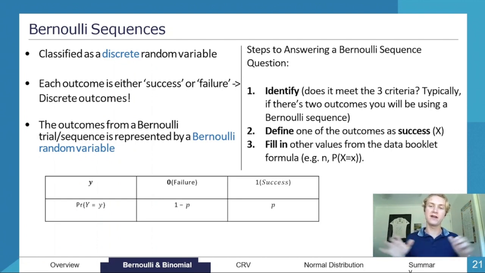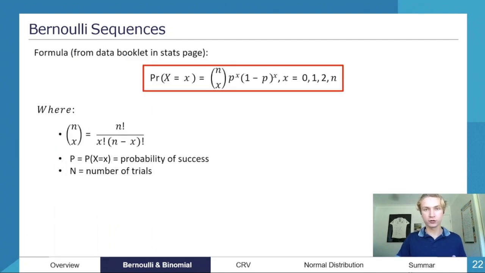Then you want to fill in other values from the data booklet, for example, the probability of X. What we're going to be doing essentially is filling in this formula on the data booklet labeled Bernoulli sequences. You're just going to be filling in the number and the probability, and then working it out. Sometimes we have to do stuff that's a bit more complicated for that, as I will show you. So this is the formula in the stats page.